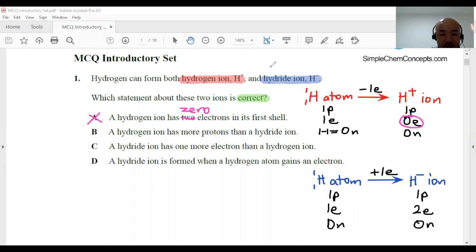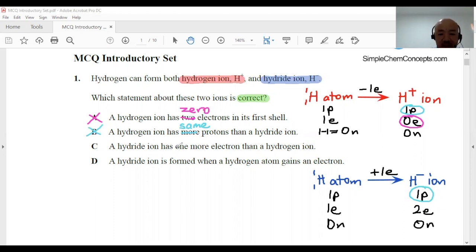And then let's take a look at the other options. B: a hydrogen ion has more protons than a hydride ion. Protons. So let's take a look. Hydrogen 1p versus hydride ion 1p is the same number. So it has the same number of protons, not more. Again, B is wrong.